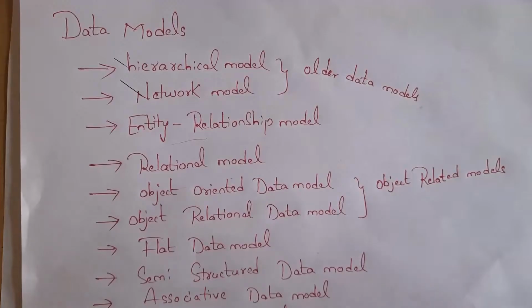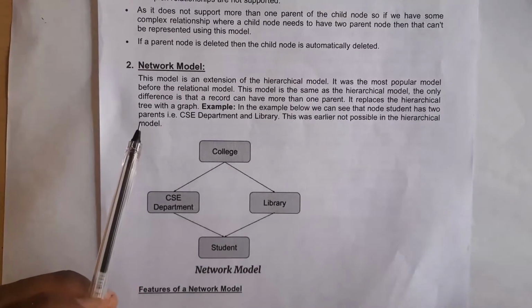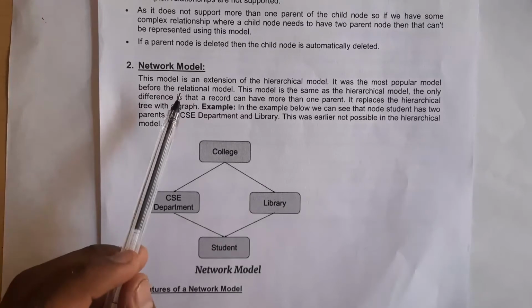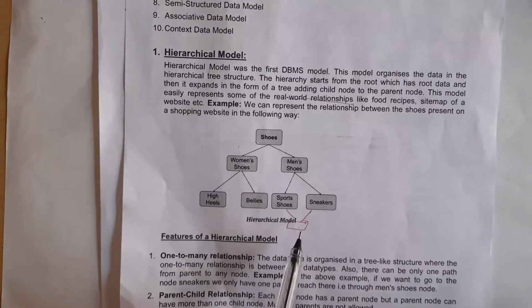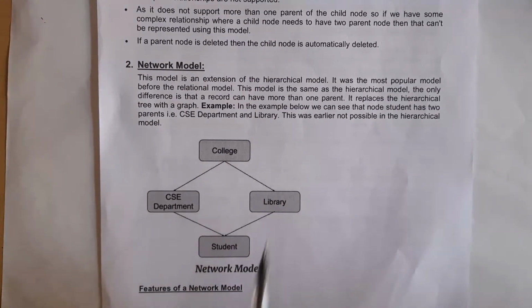Next I will explain network model. This network model is an extension to hierarchical model. In olden days before relational model, this network model was widely used. This network model is same as hierarchical model. Only difference is that in hierarchical model, single child cannot have multiple parents. But whereas in network model, single child can have multiple parents.